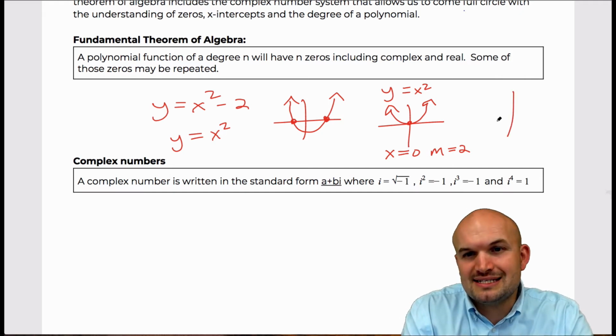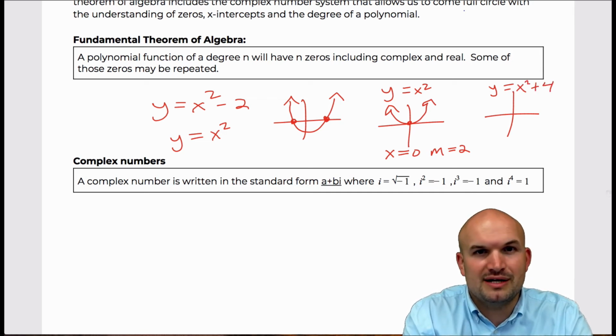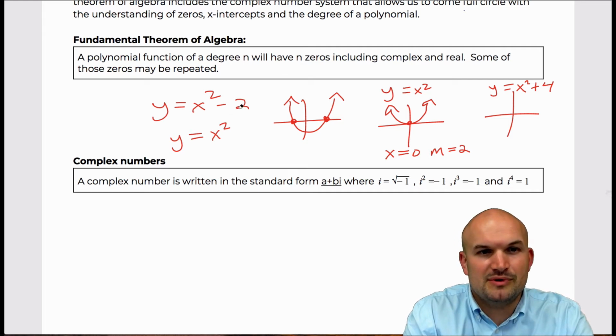And then we get to the last example. Well, rather than minus, what if I did y equals x squared plus 4? I don't know why I did 2. Why don't we do plus 4 and then do minus 4? That'd make a little bit more sense.